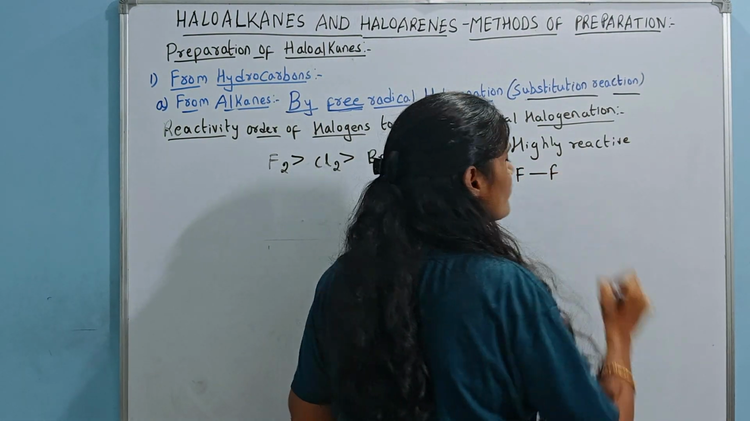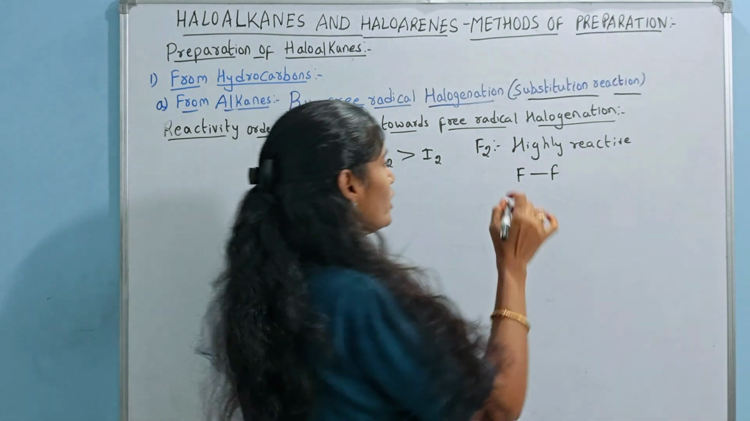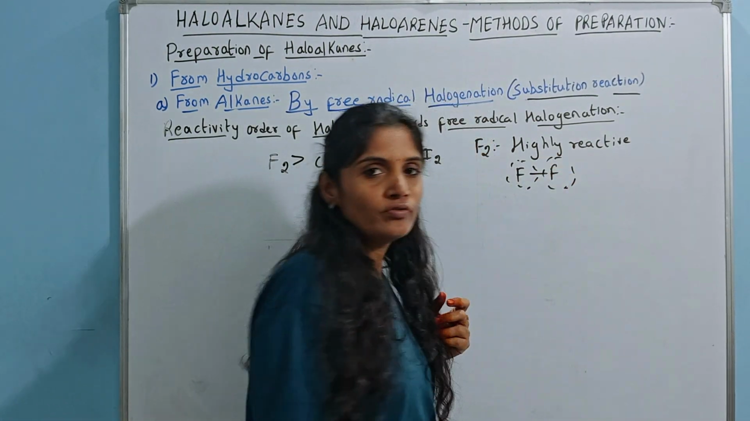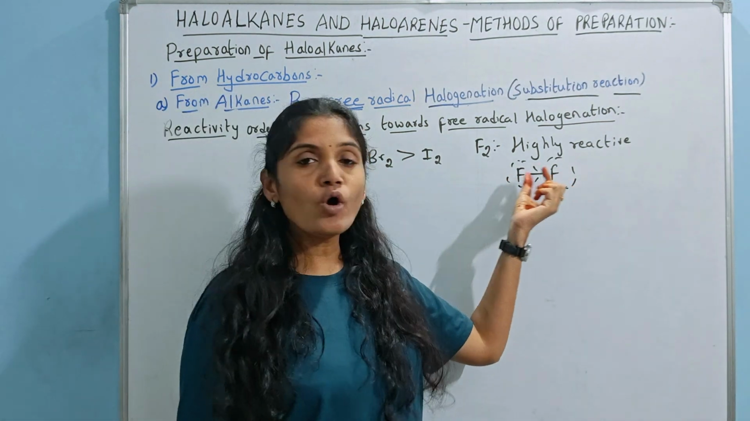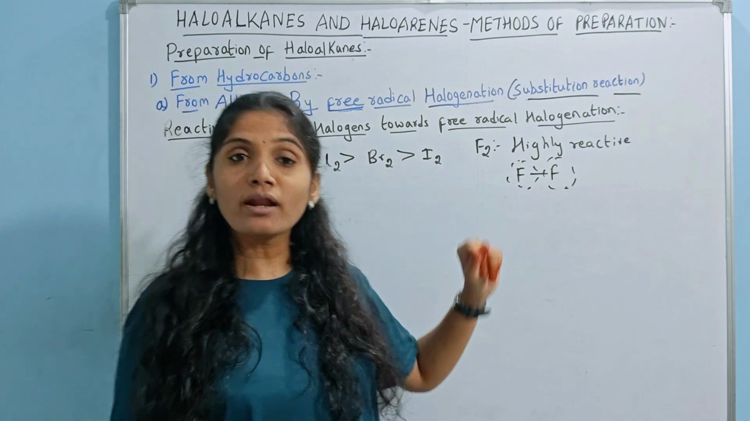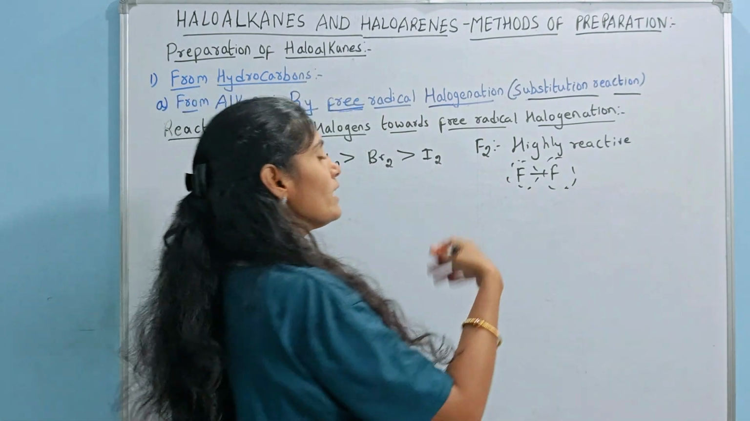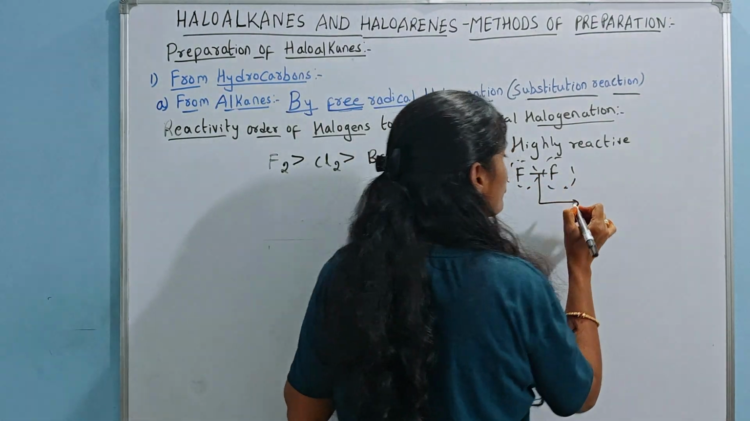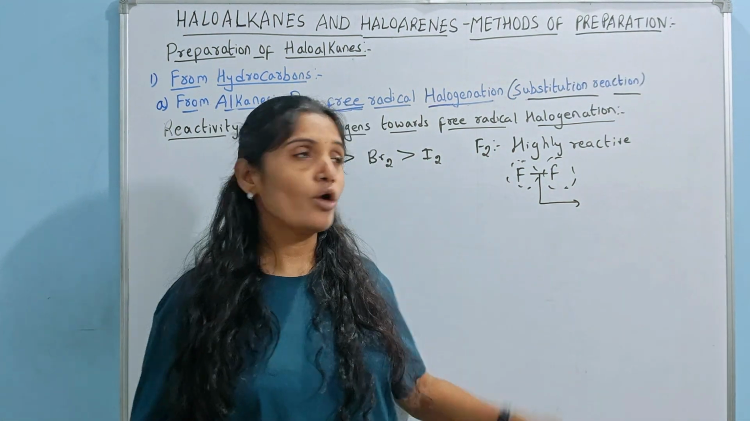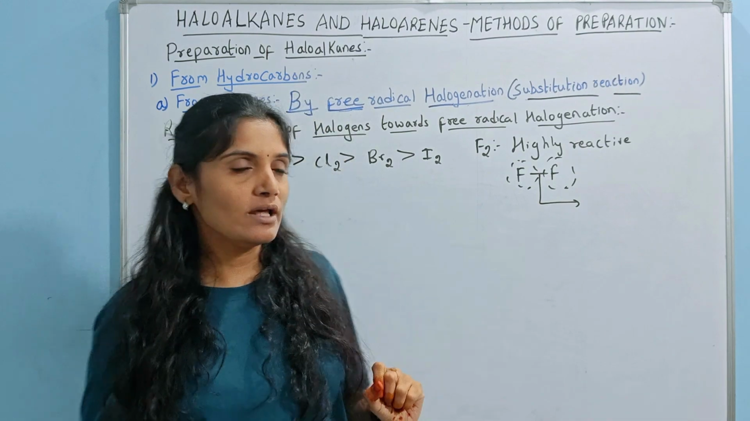if you see in fluorine, the bond length is very less. So here you have the electron cloud of this fluorine. Here you have the electron cloud of this fluorine. Now the electron clouds of both the fluorine atoms keep on repelling each other. Because of the small size of fluorine, the bond length is less, so the electron clouds of both the fluorine atoms keep repelling each other.